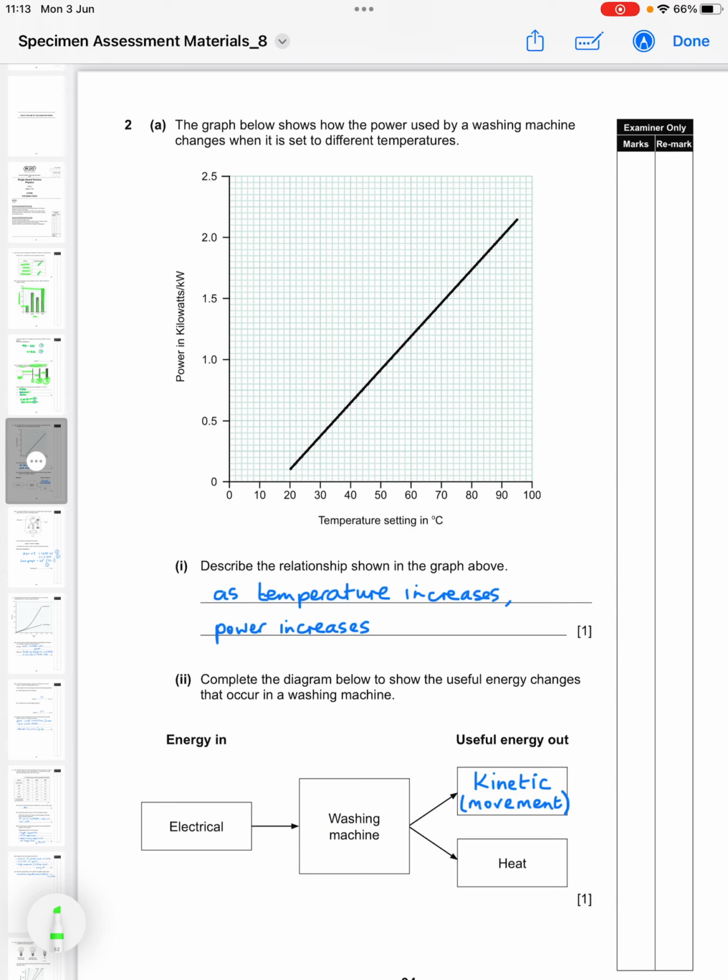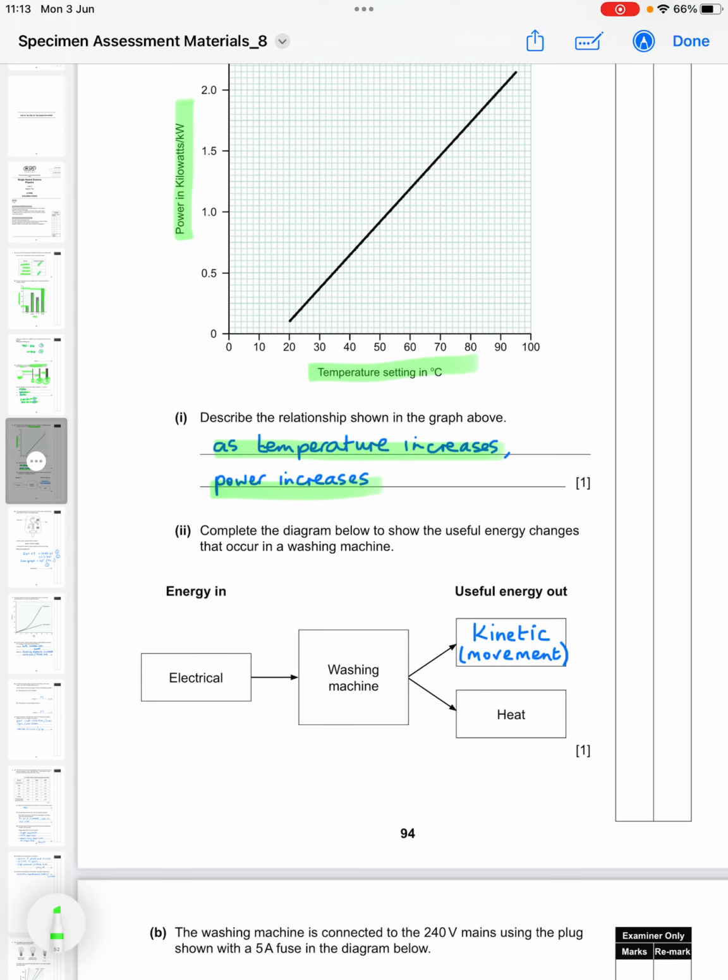And the graph shows the power used by a washing machine when it's set to different temperatures. So we have the power in kilowatts here, the temperature setting in degrees C here. So describe the relationship shown in the graph above. So as temperature increases, power increases. 1 mark, so it's just showing a linear relationship here, and that's all you have to talk about.